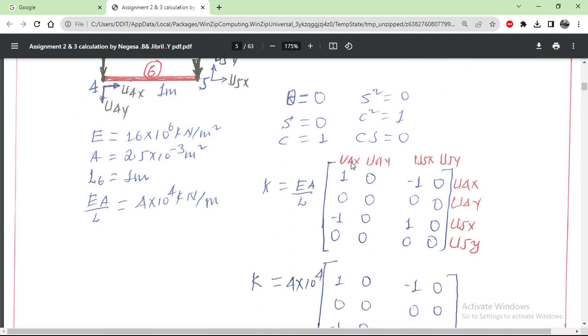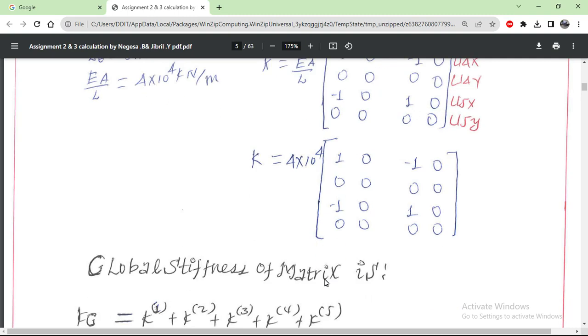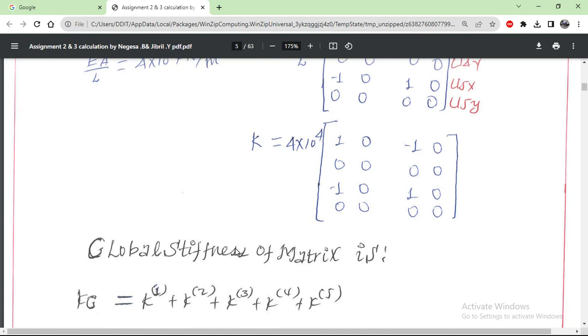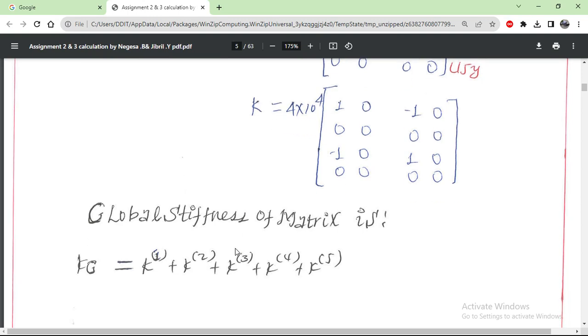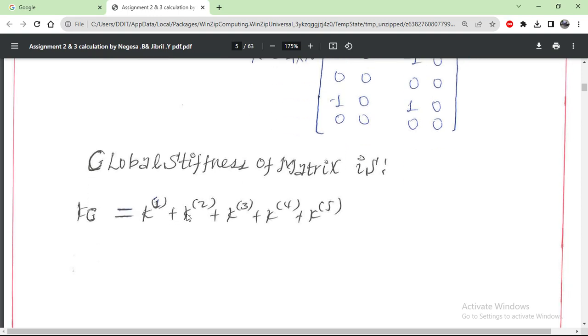Then at number 6 we have displacement 4x, displacement 4y, displacement 5x, displacement 5y. Similarly, we can reduce this equation into this. Then the global stiffness matrix is the summation of all matrices. So stiffness number 1 plus stiffness number 2 plus stiffness number 3 plus stiffness number 4 plus stiffness number 5. We get the global stiffness matrix.